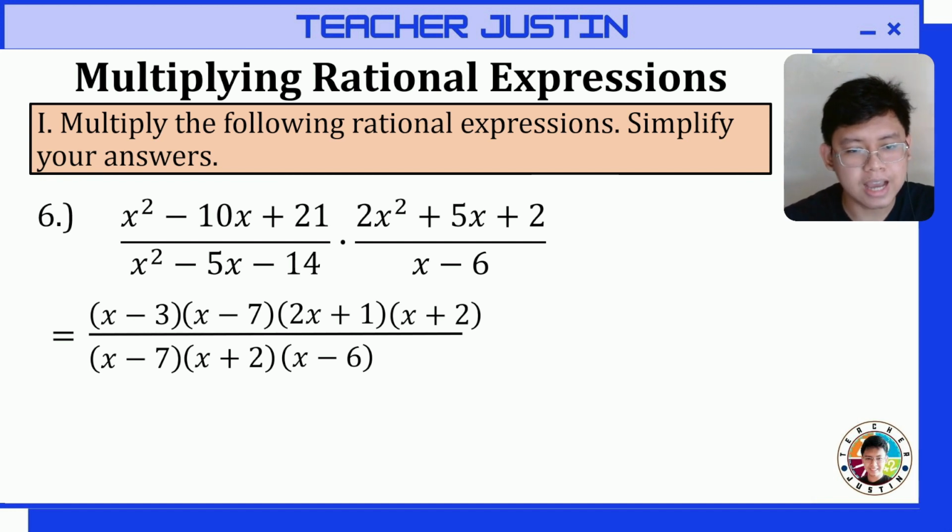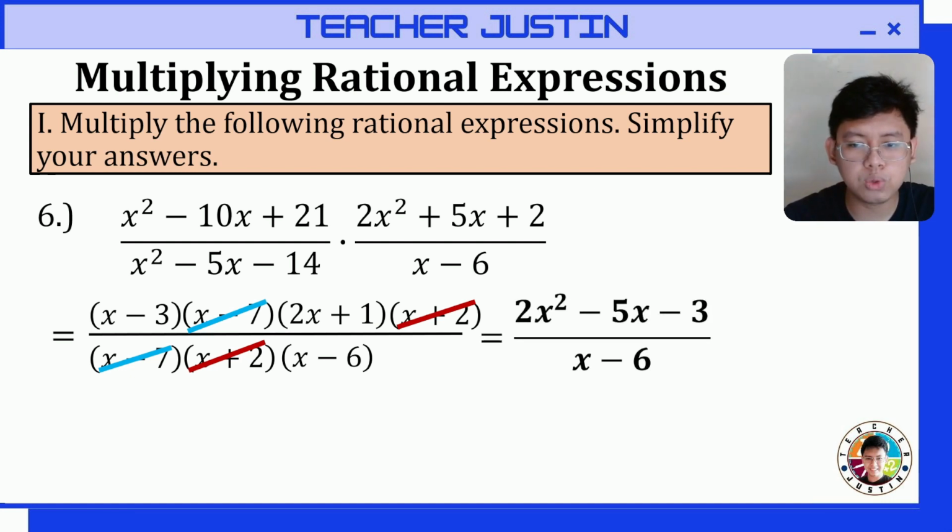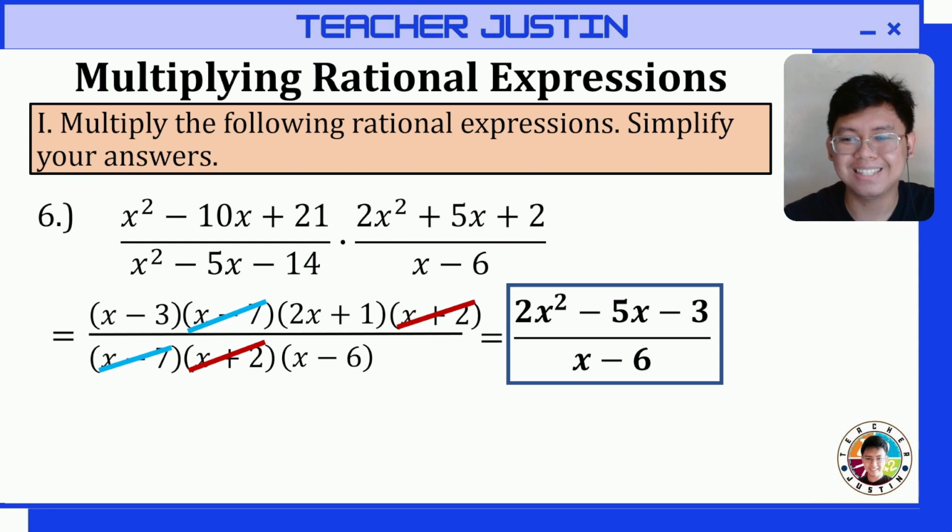Tapos, pag na-factor na natin yung numerator and denominator natin, let's cancel the common factors. So, pwede natin i-cancel si x minus 7 at si x plus 2. Now, i-multiply natin yung natira sa numerator natin. So, x minus 3 times 2x plus 1. So, gamit tayo ng FOIL method. And sa denominator natin, kopyahin lang natin si x minus 6. And this will give us a product of 2x squared minus 5x minus 3 all over x minus 6. And that will be our final answer.